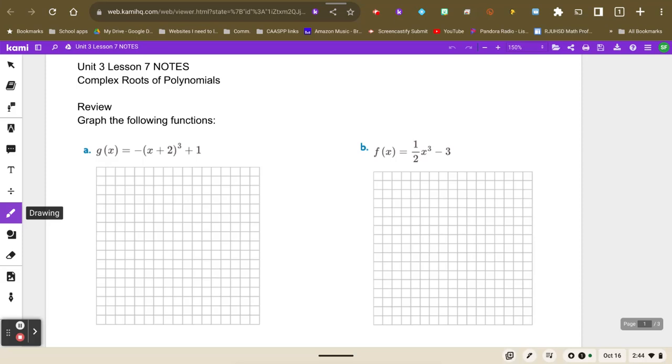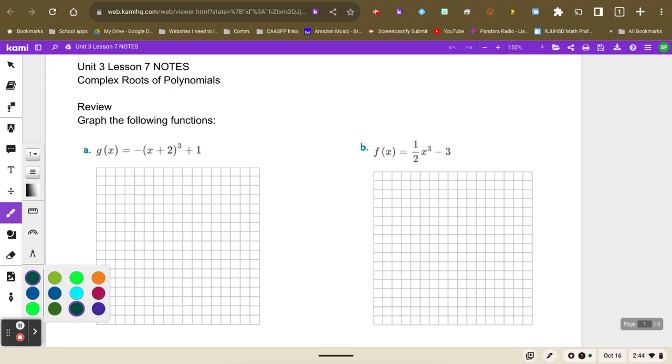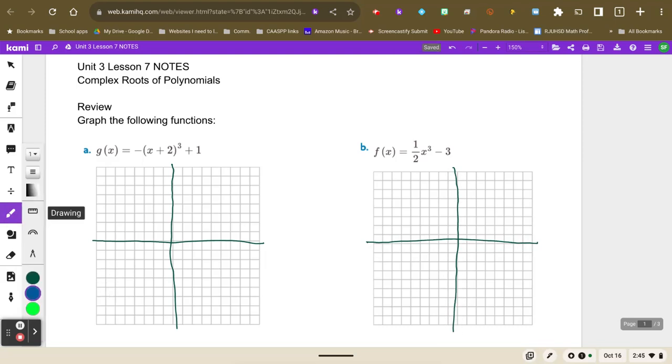Okay, today we're going to be doing the notes for Unit 3, Lesson 7, Complex Roots of a Polynomial. We're going to review first, so we're going to draw our X and Y axis. Not perfect, but we get the idea. A little hard to do it on here. All right, so when we do this, we're going to get some ideas on what the graph is going to actually do.